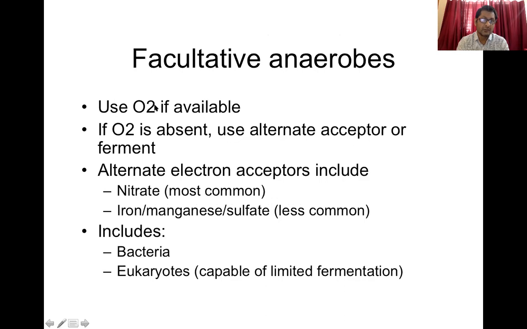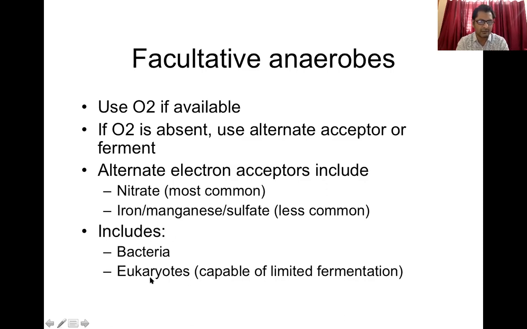Facultative anaerobes use oxygen if available. If oxygen is absent, they can use alternate electron acceptors like nitrate, iron, manganese, and sulfate. The groups included here are bacteria and eukaryotes. Eukaryotes are capable of limited fermentation, which I have just mentioned to give you an idea that fermentation takes place in many eukaryotes, but that fermentation is mostly done by the microbes which are present in the eukaryotes. So that is not very clear.